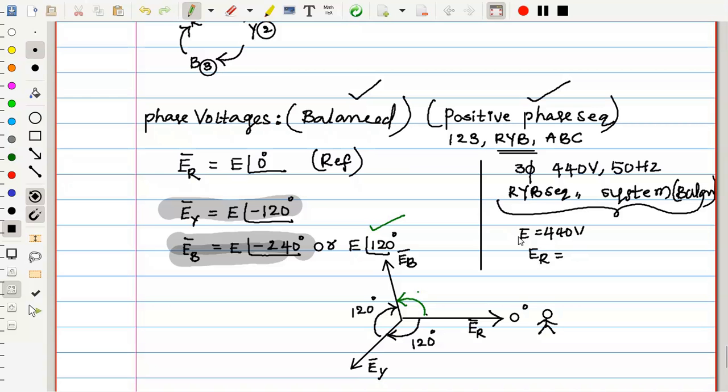And one more thing I want to point out, or just let me stop this over here. Why? Because I want to introduce a little bit more. Then I will come to this kind of pattern. But generally in problems, or even in real time, in all places people will show this kind of notation to describe the system: three phase 440 volts 50 hertz RYB sequence, balanced or unbalanced.